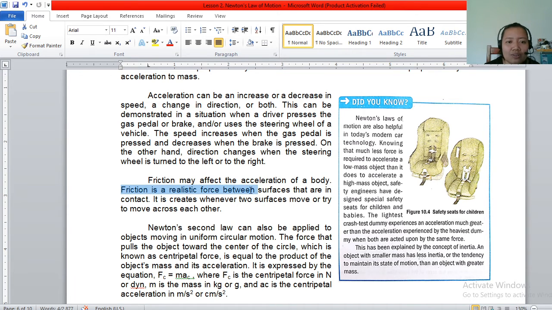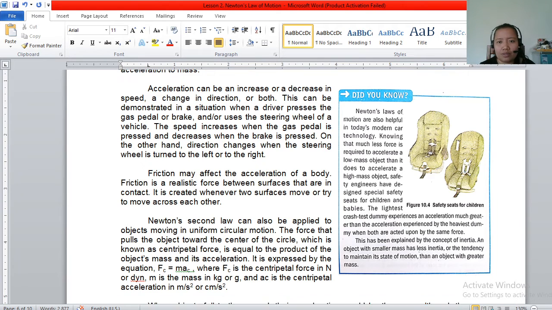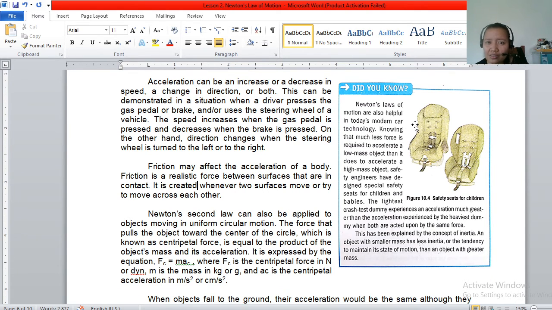So, friction may affect the acceleration of the body. Friction is a realistic force. We have what is called frictional force. It's between the surfaces that are in contact. So, on the surface of our ground, there is friction, together with the contact of the wheel of the vehicle or of the object. And it is created whenever two surfaces move or try to move across each other. So, we have some facts here. Did you know? There are safety seats for children and so forth. So, just read it later.